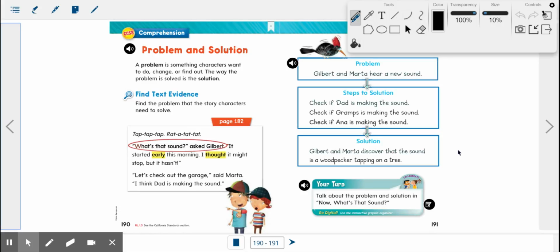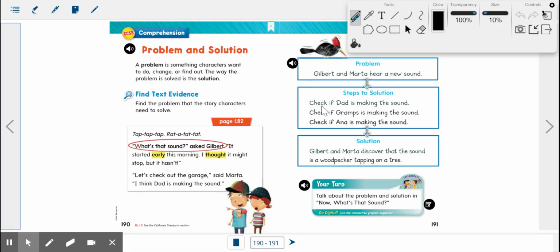solution. So when you look at the organizer on this page, they've already done it for you. We're just going to go over it. We have the problem stated at the top. It says, Gilbert and Marta hear a new sound. That was what started off our story. They heard this crazy sound. Now, they didn't just ignore the sound, they took steps to figure out what was making it.